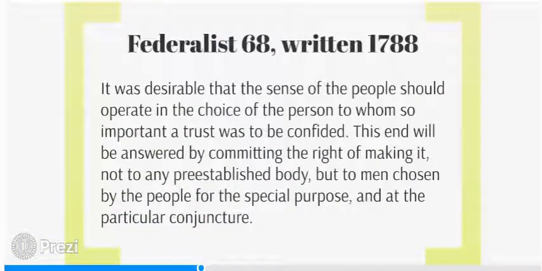All right, so what about voters? Let's see what some other people have to say about this. This is Federalist number 68. This is written in 1788 by Alexander Hamilton. He says it's desirable that the sense of the people should operate in the choice of the person to whom so important a trust was to be confided. This end will be answered by committing the right of making it, not to any pre-established body, but to men chosen by the people for the special purpose and at the particular conjuncture. This is all formal Founding Fathers speak for you should take your job seriously if you are chosen by the people to do something. If you are elected by the people, if you are voted by the people to do something, you should carry out that task.